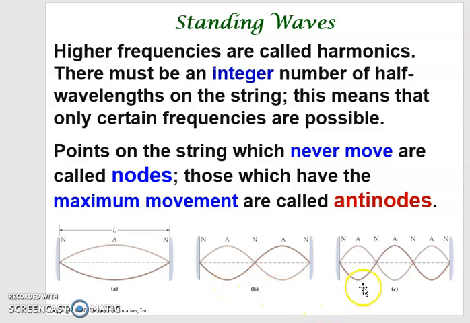With higher and higher frequency produced, you can see that the wavelength will be shorter, and therefore you will have more nodes and anti-nodes produced. But the way I usually understand this diagram is that this is the fundamental mode, which is 1 half wavelength. This is the second one, which is 2 half wavelengths. And you can see that scenario C is 3 half wavelengths.